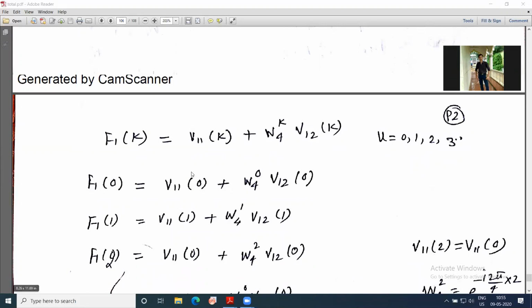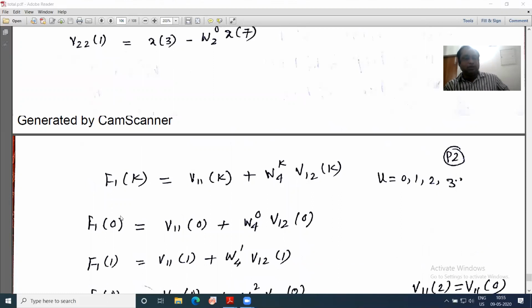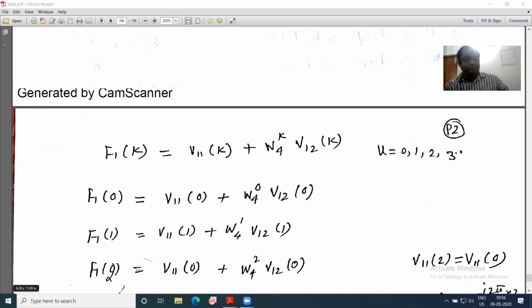Then I am substituting k equal to 1 for f1 of 1. Of course, v1on of 0 and v12 of 0, these two have already been computed, so these values we know, and I can find f1 of 0. Similarly, if I write k equal to 1, I will get v1on of 1 plus w41 times v12 of 1. I already computed v1on of 1 and v12 of 1, so I can compute f1 of 0 and f1 of 1. Agreed?